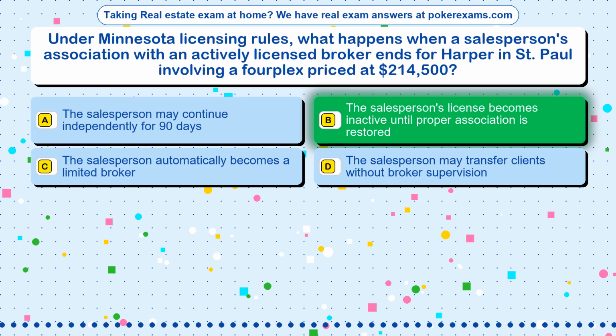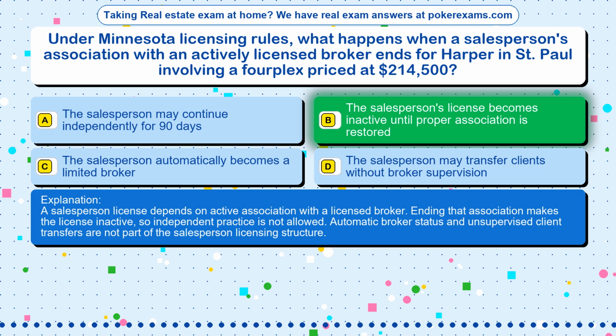The correct answer is option B. The salesperson's license becomes inactive until proper association is restored. A salesperson license depends on active association with a licensed broker. Ending that association makes the license inactive, so independent practice is not allowed. Automatic broker status and unsupervised client transfers are not part of the salesperson licensing structure.